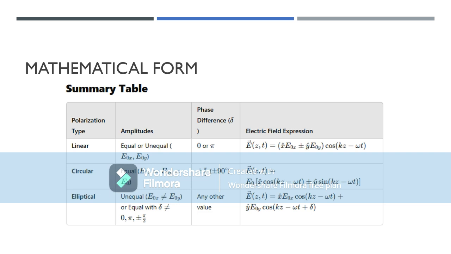And lastly, for the elliptical, we have an x-hat component and a y-hat component, with cosine components. We have the phase difference component, and we have an E_0x and E_0y, because both of the amplitudes could be different or equal. Both of the phase differences can be as random as it can be.